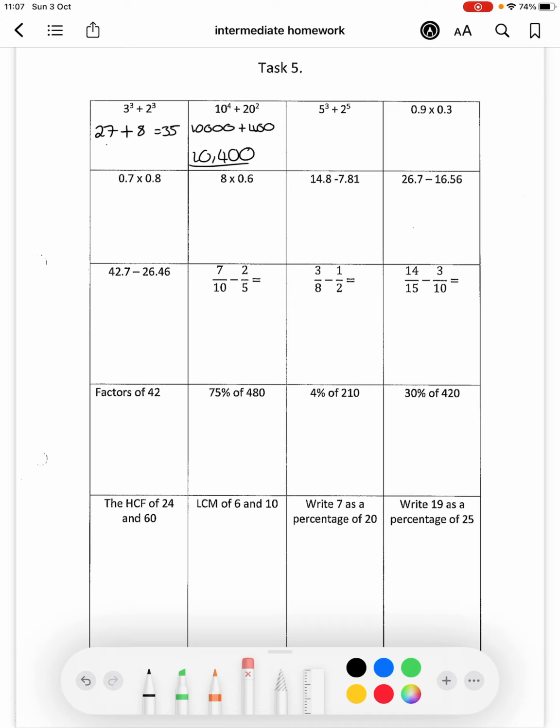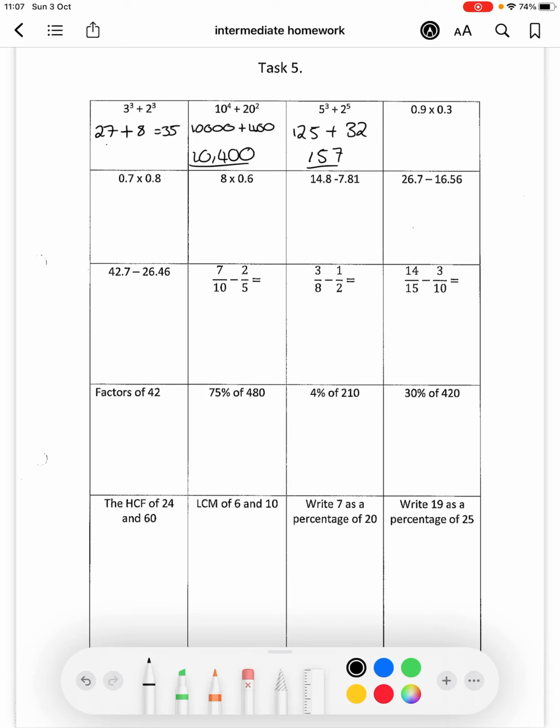5 cubed, we've got 5 times 5 times 5, which is 125. And we add in 2 times 2 times 2 times 2 times 2, which is 32. And then we do 125, add 32, which is 157.